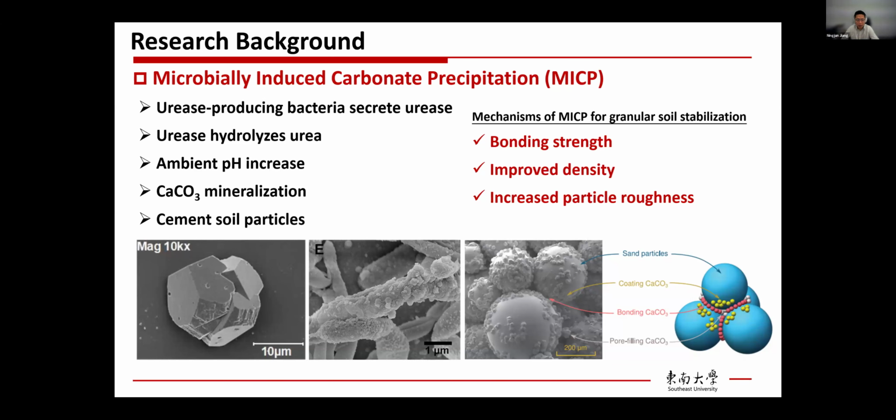When in soil, the calcium carbonate precipitation can serve as a cementing agent, so they can cement soil particles together. This is something we call the binding strength formed by the calcium carbonate precipitation. And actually, this is the primary mechanism of MICP for granular soil stabilization. In addition to that, the formation of calcium carbonate crystals within the soil can also improve the overall density of the soil. So this can also contribute to soil strength. And finally, because some calcium carbonate crystals also serve as a coating on the surface of soil particles, this can change the particle roughness. So all three mechanisms overall contribute to the strength enhancement in granular soil by MICP.